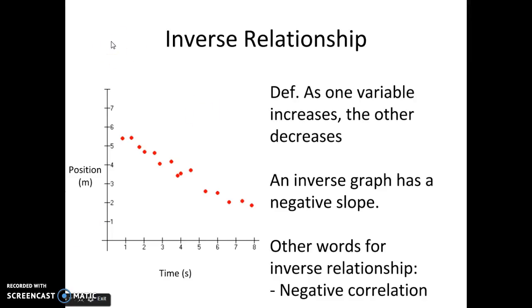An inverse relationship is when, as one variable increases, the other decreases. So it's the exact opposite of a direct relationship. So if I'm looking at this graph, as I go along the graph and move from left to right, I'm actually going down on the y-axis. So that means that I have a negative slope whenever you go down as you move from left to right. So this is what an inverse relationship looks like, and another way to refer to it is as a negative correlation.